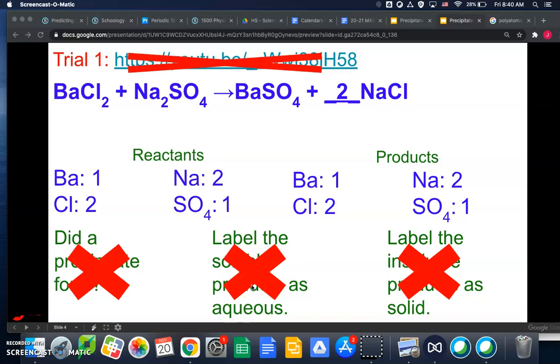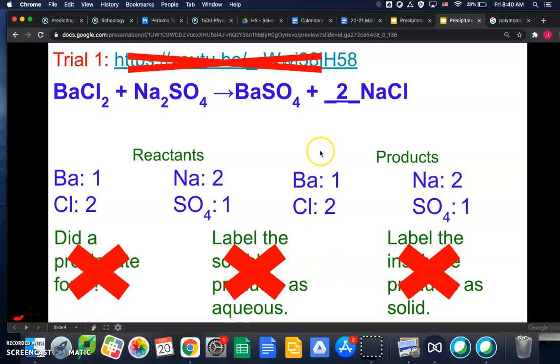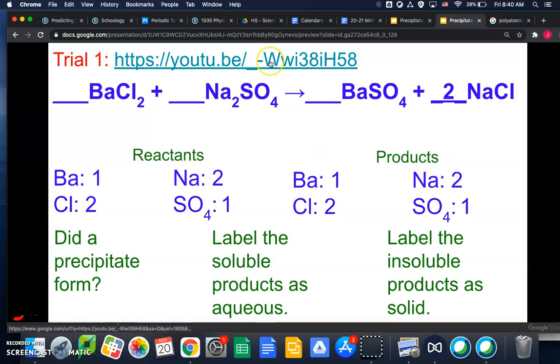Okay, so this is going to be part two of your instructions. If you remember from the first part, I told you just to predict the products and then balance the reaction, and then not worry about any of the rest of this. Now we're going to worry about the rest of it. So the first thing you're going to do is click on the YouTube link and watch the video.